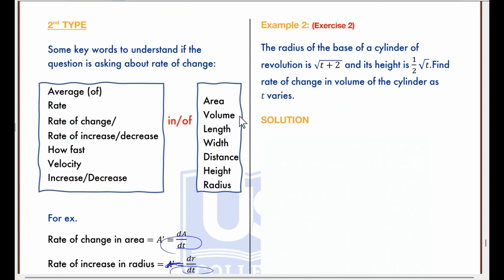Okay, second question, another exercise question. The radius of the base of the cylinder of revolution is this. R is given, and height is given. Find the rate of change in volume of the cylinder.